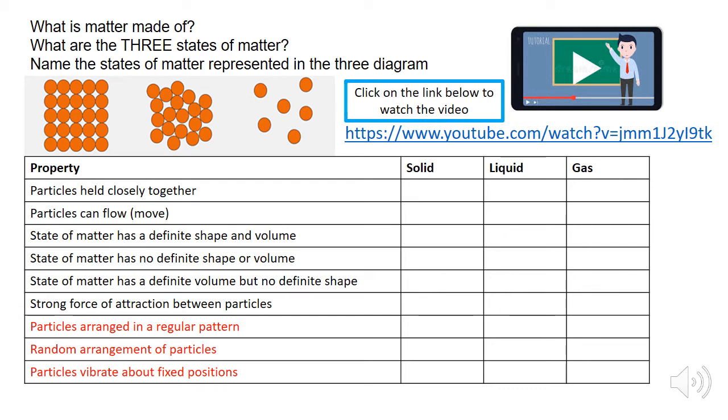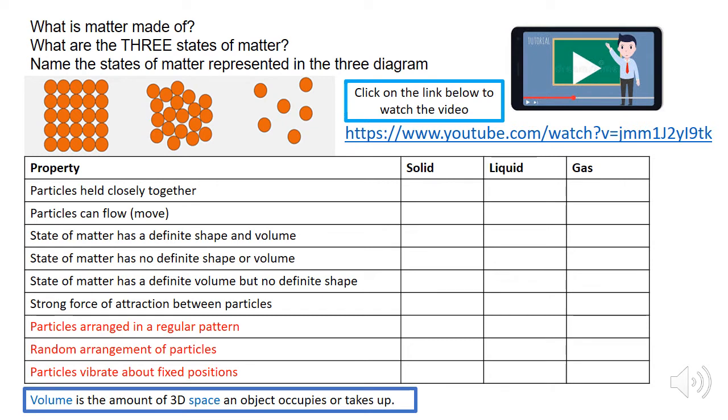Then it says states of matter have a definite shape and volume. So definite just means fixed or that it doesn't change. So the shape doesn't change and the volume doesn't change. Now the term volume is just referring to the amount of 3D space that the object or the state of matter takes up. It then says state of matter has no definite shape or volume.